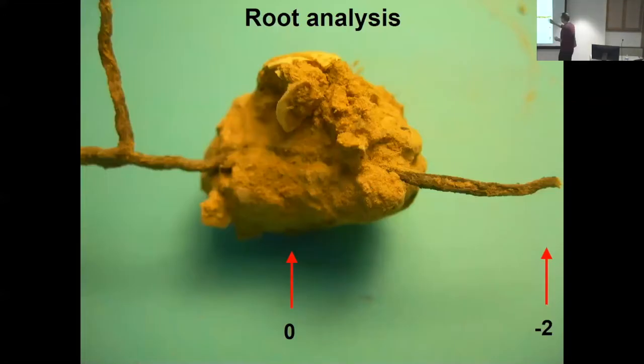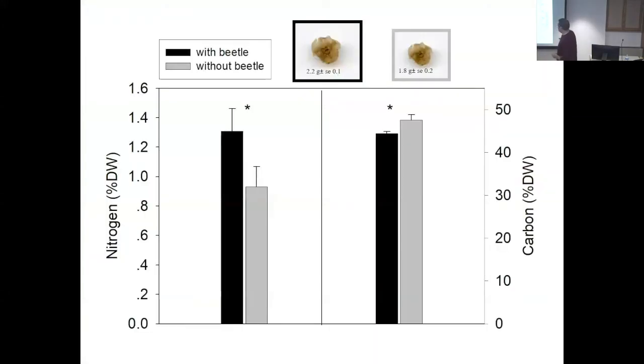And then we decided to analyze roots, because that's what we do in the lab. We analyze roots. To our very big surprise, roots with weevils had 30% more nitrogen and 14% less carbon. So our conclusion was that the roots are getting nitrogen from the weevils and giving sugars, carbon, to the weevils. As a result, seeds of the plants with weevils were bigger.